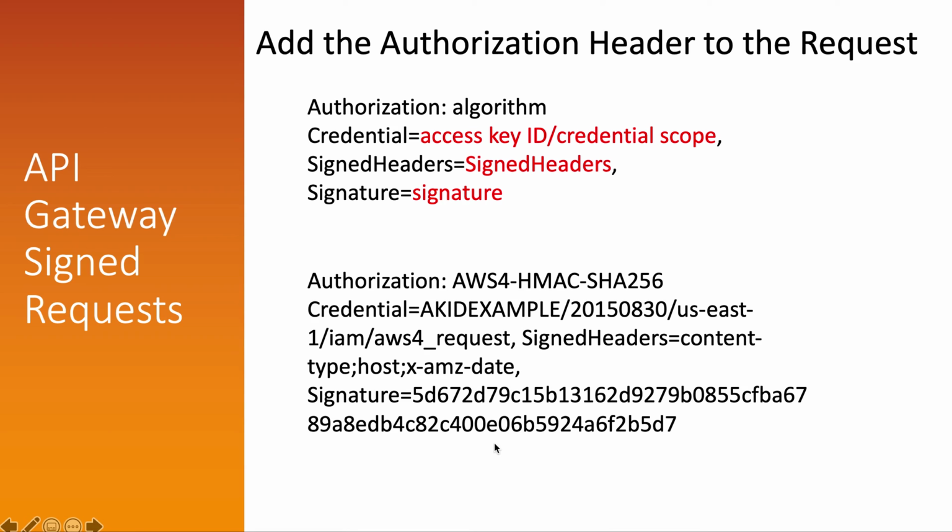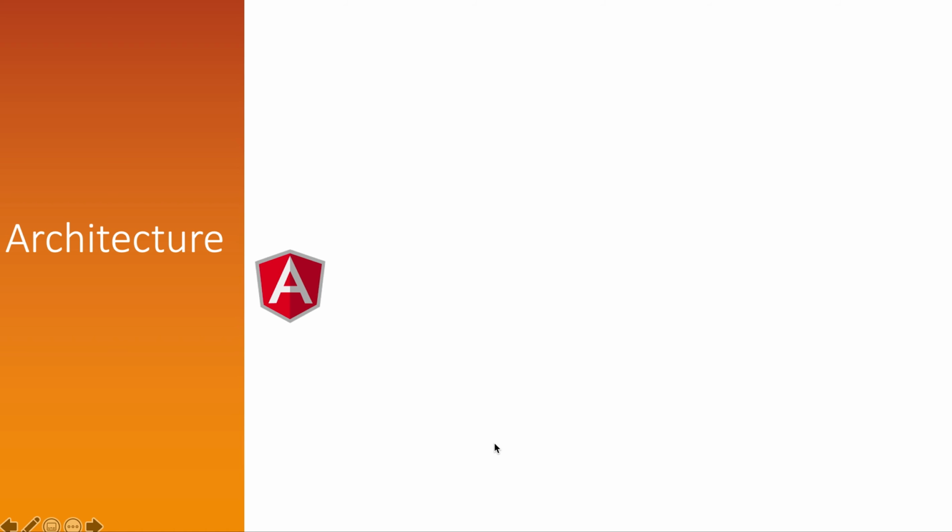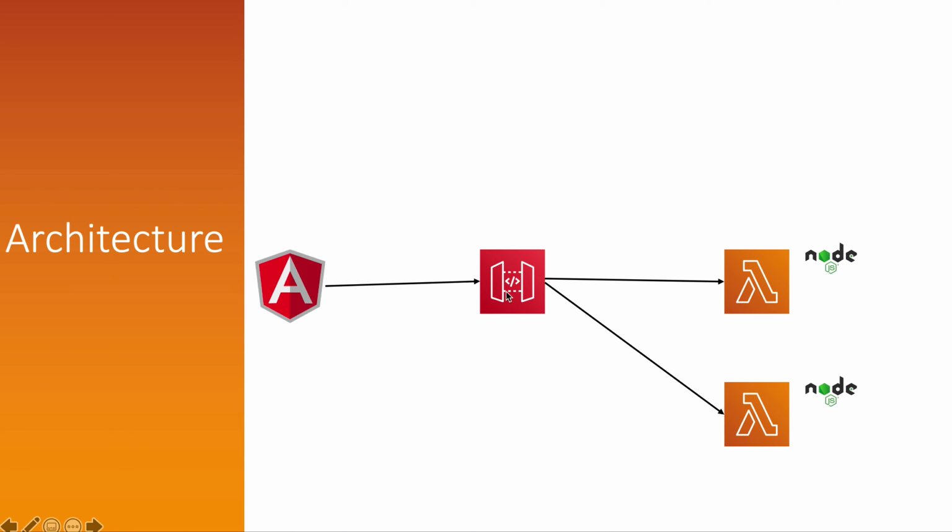So in the next slide, I will discuss the architecture of the application that I would use for API Gateway signed requests. I will use the Angular application on the front end that will call the API Gateway. It will send the HTTP requests, and the API Gateway is integrated with two Lambda functions, both written in Node.js. There would be one GET request that will interact with the get item Lambda function, and there is another request, the POST request, that will integrate with the save item Lambda function.